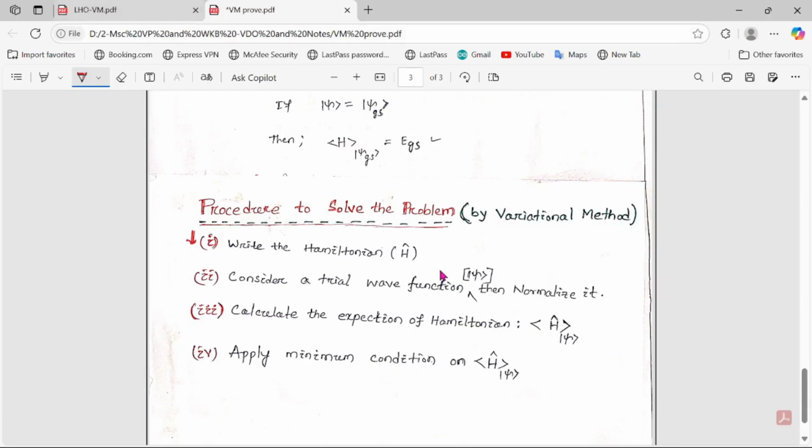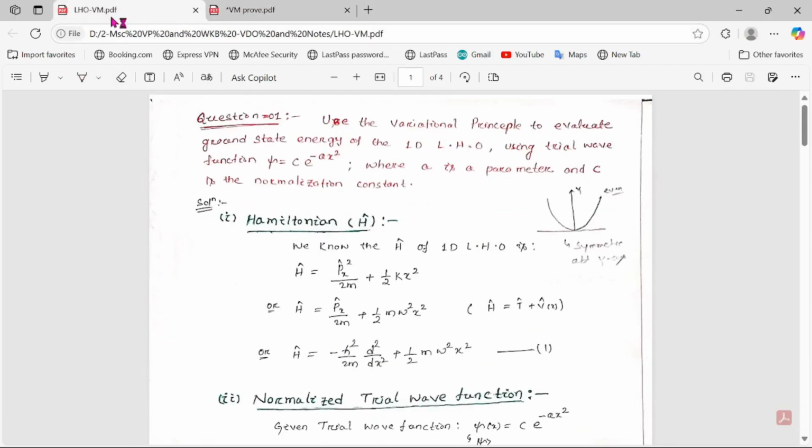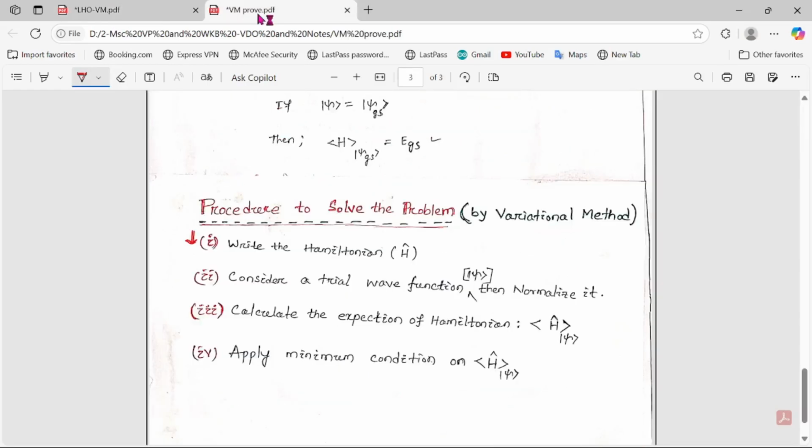So how do we do that? For that, in today's class, we are going to discuss question number 1. Use the variational principle to evaluate the ground state energy of the 1D linear harmonic oscillator using the trial wave function psi equal to c times e to the power minus a x square, where a is a parameter and c is the normalization constant. To solve this question, we have to follow these steps.